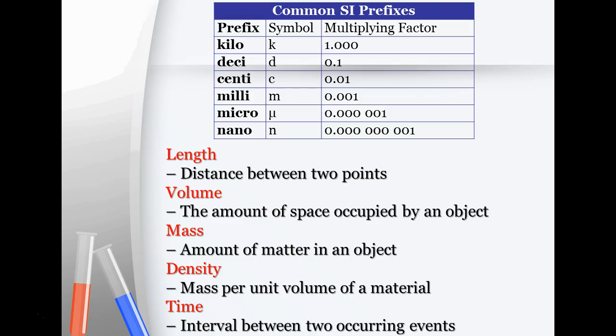Most importantly for earth science, understanding length, volume, mass, and density are very important for earth science. We will look at how to derive the unit of density, which is mass divided by volume, today.